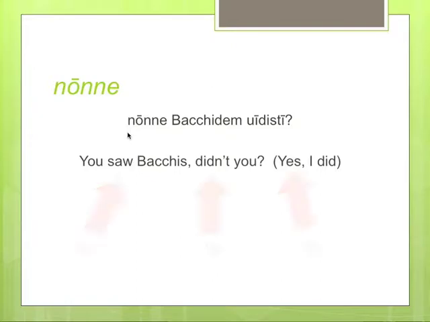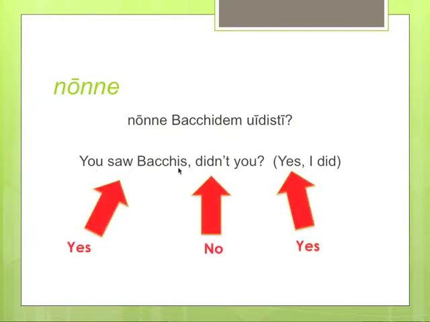So this is what we do. You saw Bacchis, didn't you? And here's the answer, yes, I did. The pattern is yes, no, yes. We begin with the statement, you saw Bacchis. Notice it's a statement, it's not a question. That sometimes confuses people. You start with a statement, and then you make it negative, didn't you? And then here's the answer, yes, I did. Yes, no, yes. So the correct translation of nonne Bacchidem vidisti is, you saw Bacchis, didn't you?